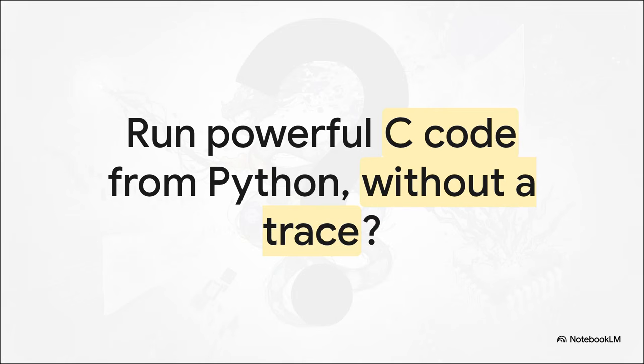So this is the central question, right? How do you take the raw, system-level power of a language like C, but wrap it in the agility and speed of Python, all while operating completely in memory so you don't leave a trail for defenders to find? For stealth operations, this is kind of the holy grail.